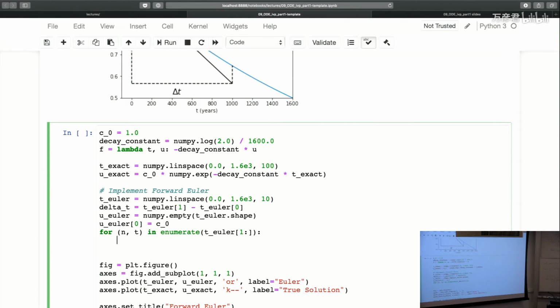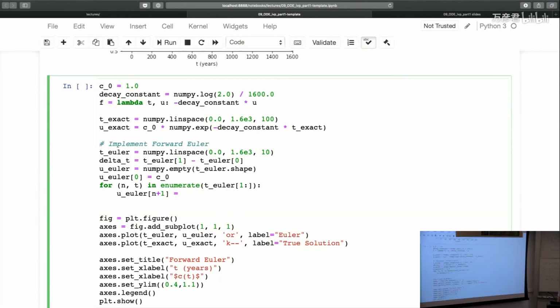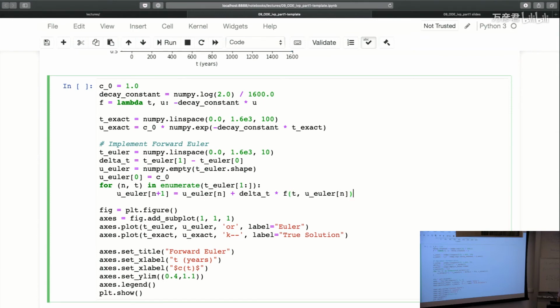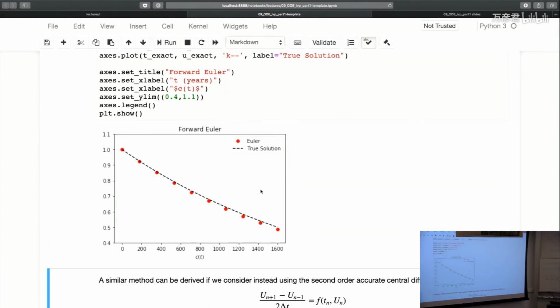Okay, so T is going to contain what Tn is, the current n index into the array. Euler, the nth value here, or the n plus 1 value. Well, we'll try this. So n plus 1 is going to be equal to the current step plus delta t times a function evaluation at tn and un. I'm a little worried because I actually might be outthinking myself. Oh, no, that works. Okay, so we get that.